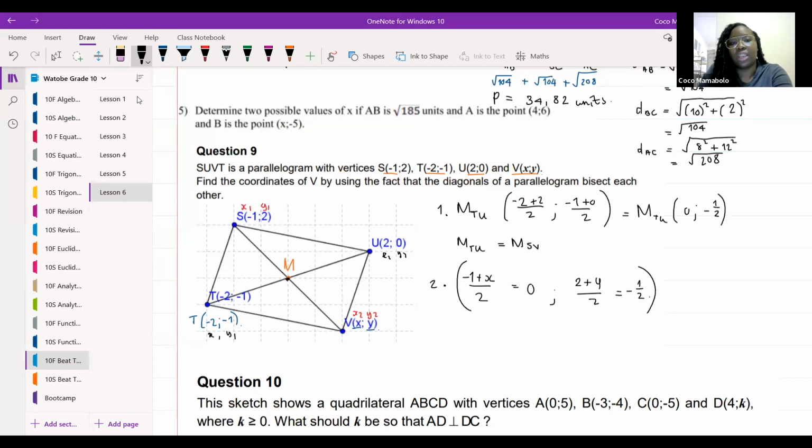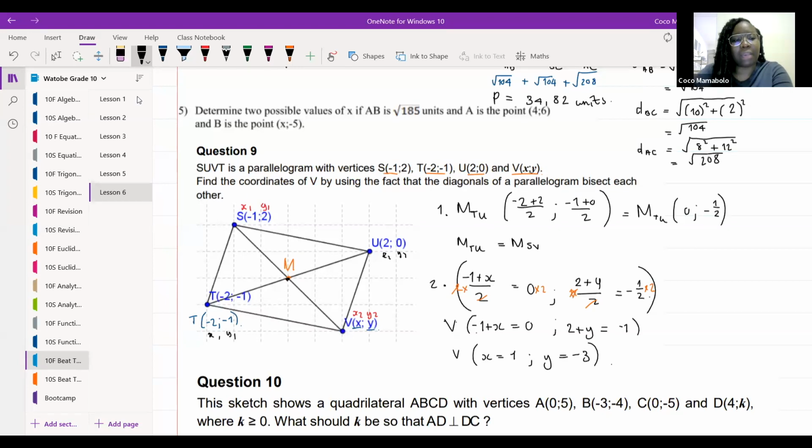Then we can multiply each side by 2. Those 2's will cancel. I will have -1 plus x is equal to 0. And on this side, I will have 2 plus y is equal to -0.5 times 2, which is -1. So these are the values for V. I take the -1 over to the other side, it becomes +1, therefore x is equal to 1. And the 2 will go over and become -2, so my y value will be -1 minus 2, which is -3.